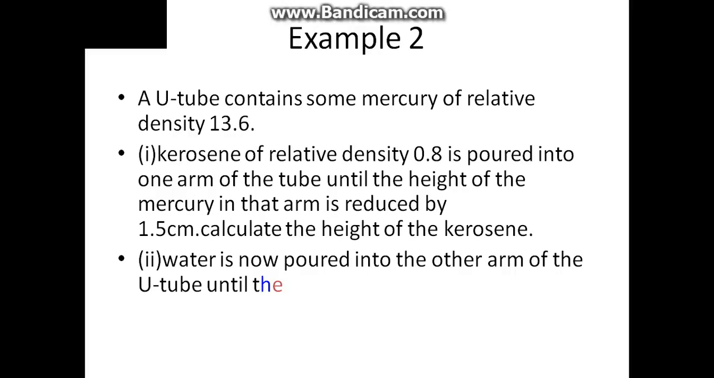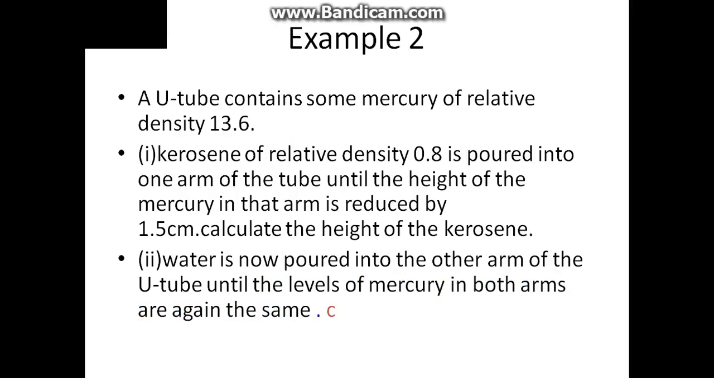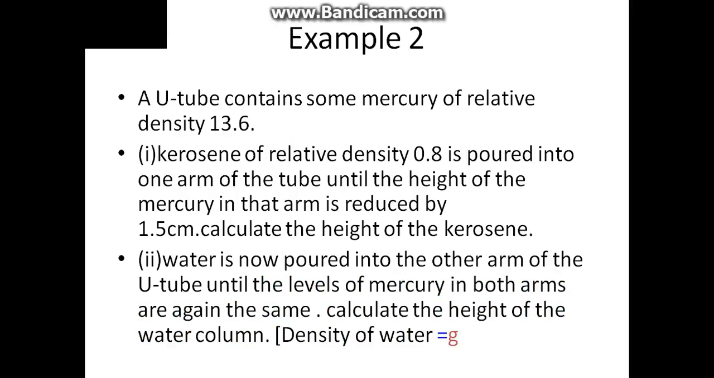Water is now poured into the other arm of the U-tube until the level of mercury in both arms are again the same. Calculate the height of the water column. Density of water equals 1 gram per cubic cm.